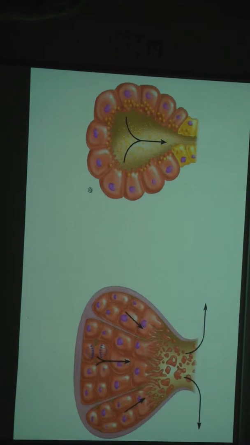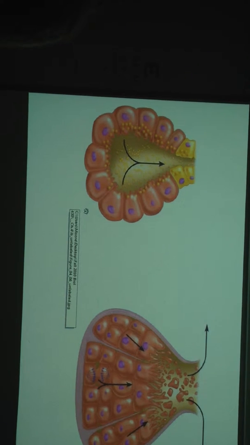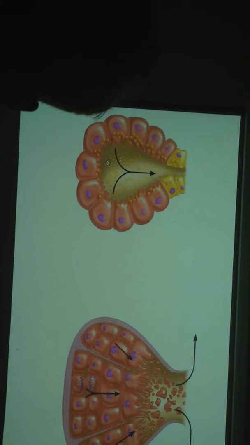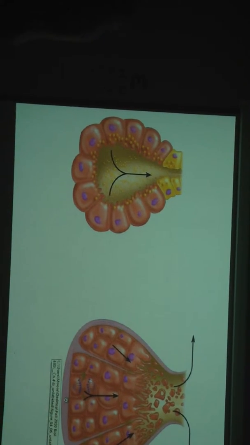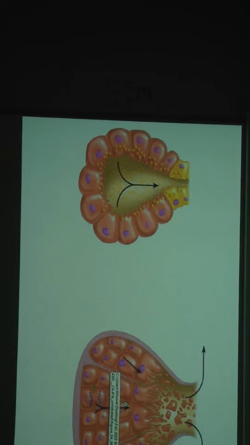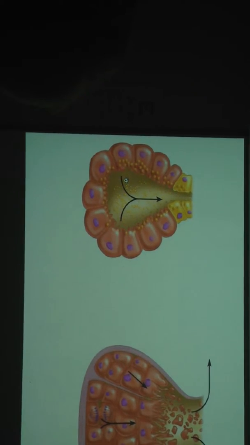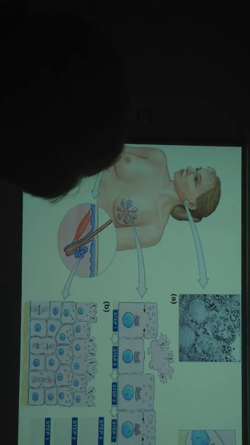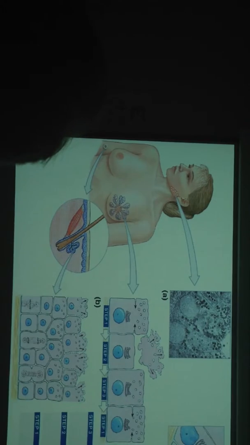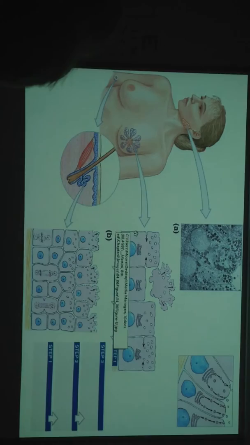Mode of secretion on the left. Merocrine, which is using exocytosis to secrete, but it's called merocrine. Mode of secretion on the right. Holocrine. Which gland uses holocrine? Sebaceous oil gland. Name a gland that uses merocrine. Eccrine sweat glands. Mode of secretion? Apocrine. The gland that uses this mode of secretion? Mammary gland.